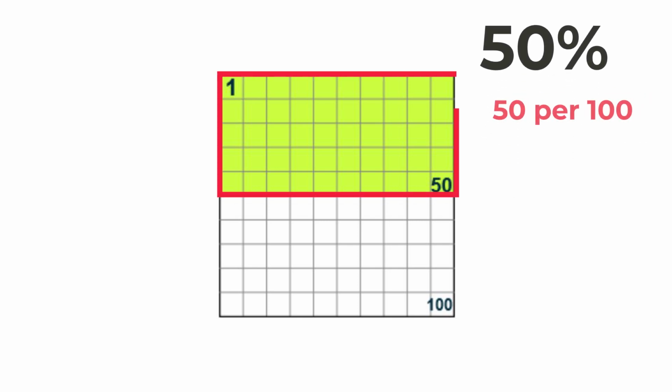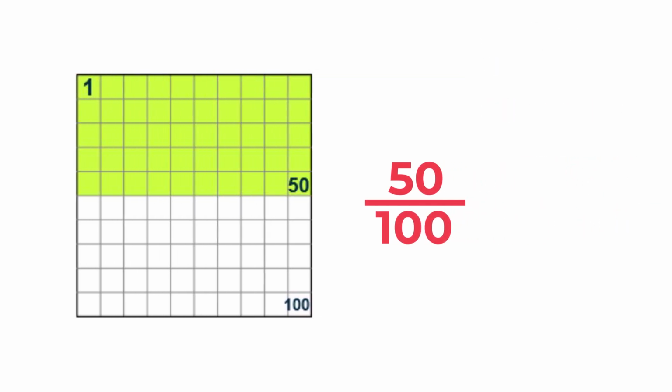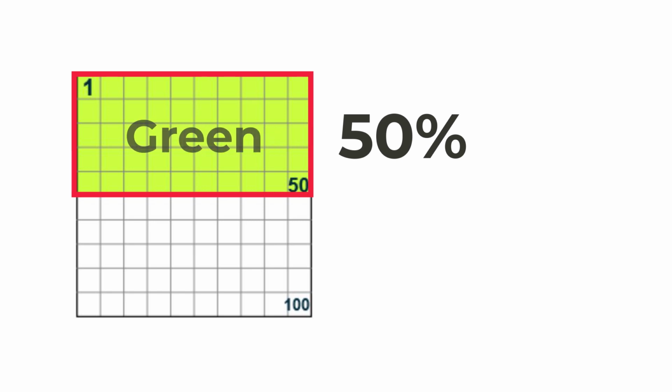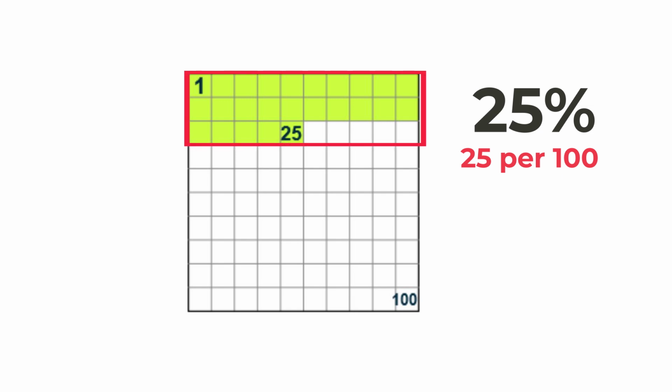But 50% means 50 per 100, or 50 over 100. When we divide 50 by 100, we get 0.5, which is a decimal number. This also means that 50% of this box is green. 25% means 25 per 100, which also means that 25% of this box is green. Let's see another example.